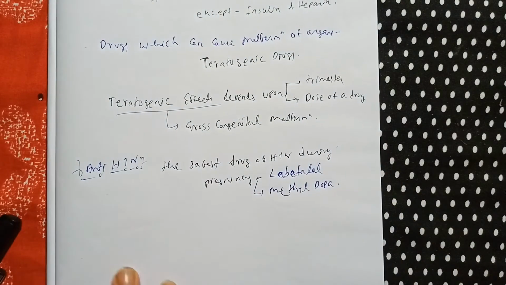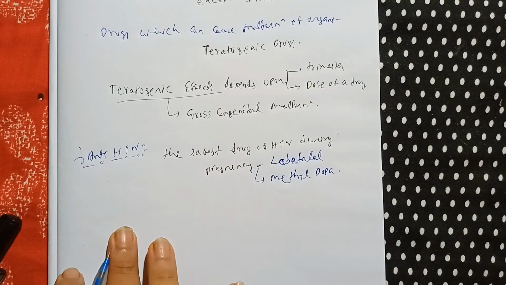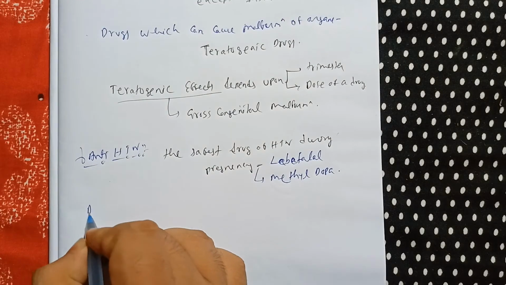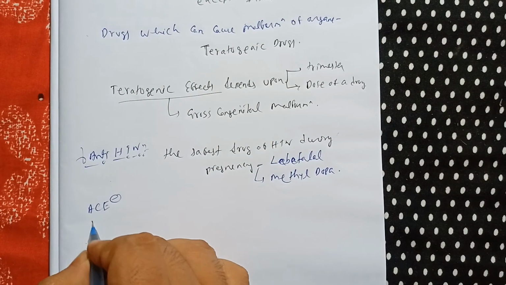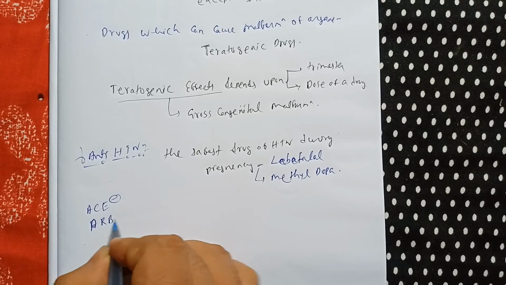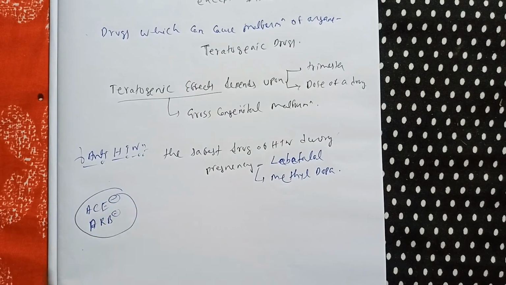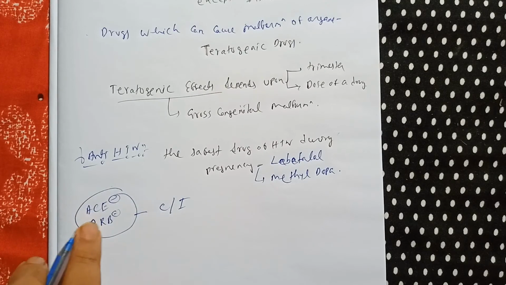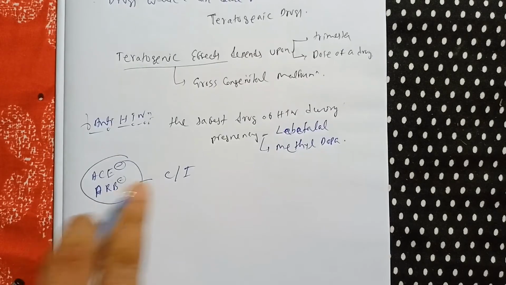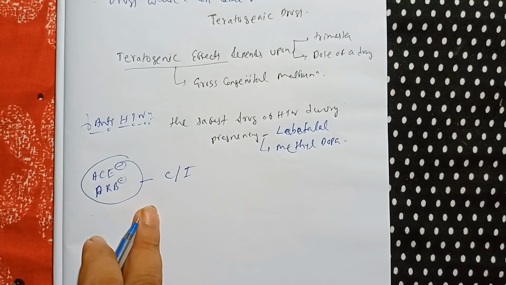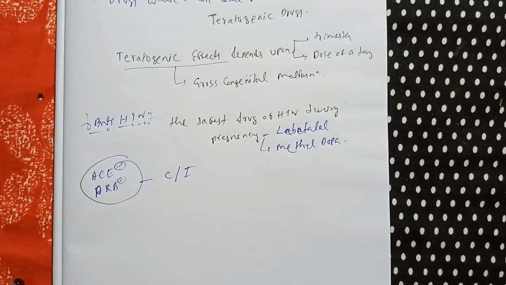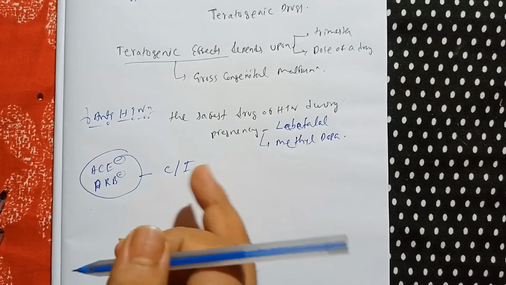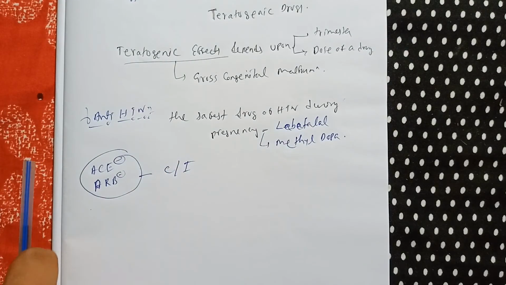Now, what are the contraindicated drugs, which types of drugs can we not use during pregnancy? We have to know these things also. ACE inhibitors and aldosterone receptor blockers, these two types of drugs we cannot use because they are contraindicated. Angiotensin converting enzyme inhibitors and aldosterone receptor blockers cannot be used during pregnancy in case of hypertension.